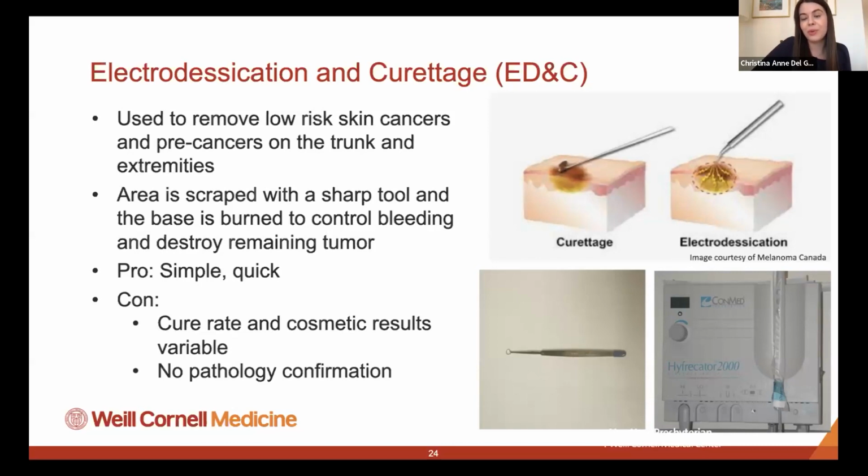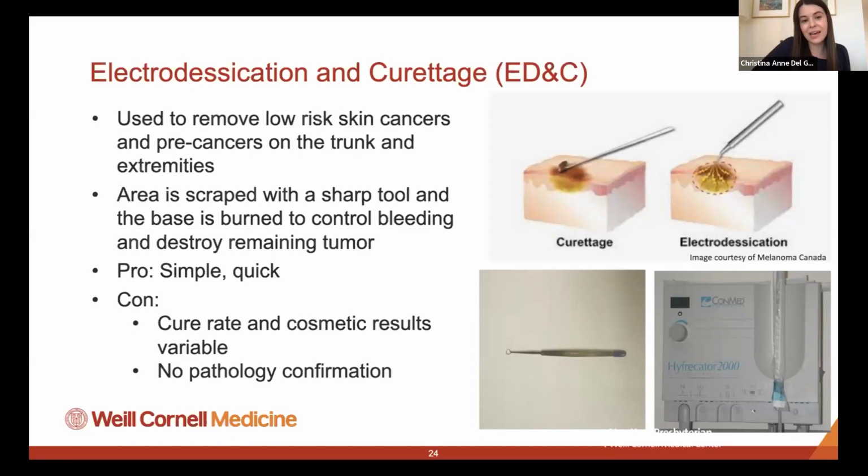And then we burn the base with this device on the right, which is basically just a heat stick that both helps to control the bleeding from the procedure and also destroys any kind of remaining tumor. And then this can be repeated a few times until the physician is confident that they've removed the entire lesion. So the benefit of this is it just takes a few minutes. It's really simple and quick.